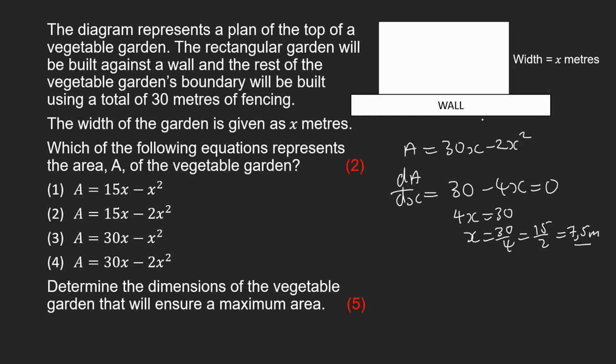Then the width will be 7.5 meters. Even this side is going to be 7.5 meters. And then we say that the length is equal to 30 minus 2x, meaning it should be 30 minus 2 times 7.5, which is 30 minus 15. Then this is 15 meters. The length is 15 meters, and the width is 7.5 meters.